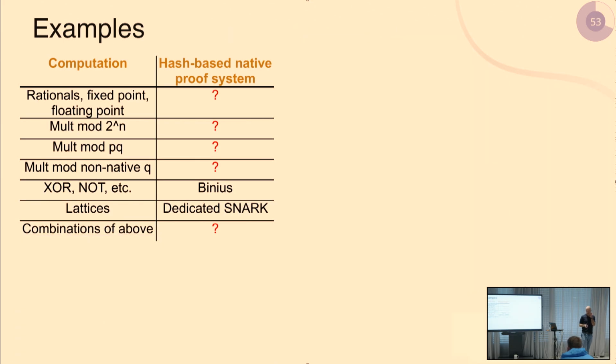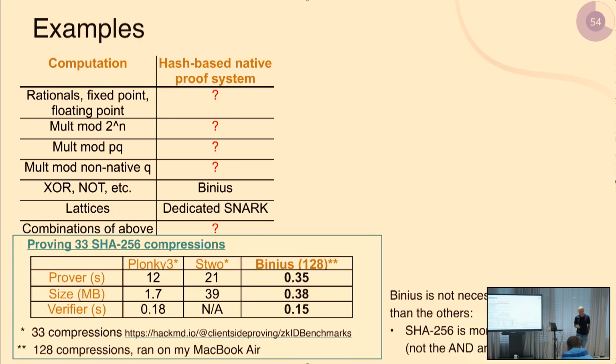This is our table of computations of interest, and practically usable proof systems today for these computations that are hash-based. In this talk, we focus on hash-based proof systems. I'll say more about this later. So there's Binius, which can handle many bitwise operations. It cannot handle all of them. It cannot handle AND really natively. And then for lattices, there are dedicated SNARKs that are hash-based and seem to be fast.